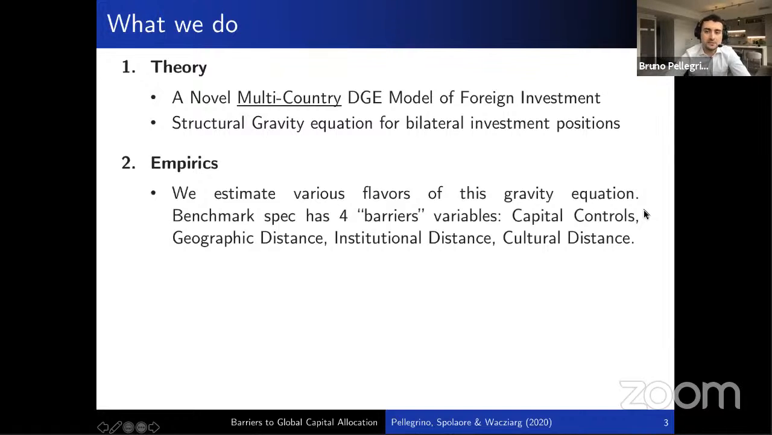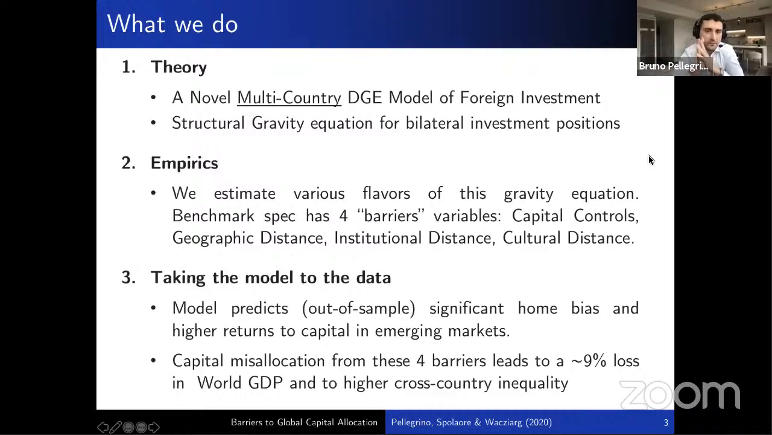Next, we do some empirics. We estimate various flavors of this gravity equation. Our benchmark specification has 4 explanatory variables that capture barriers. We have capital controls, geographic distance, institutional distance, and cultural distance. I'm going to define them in a bit. And finally, we take our model to the data.